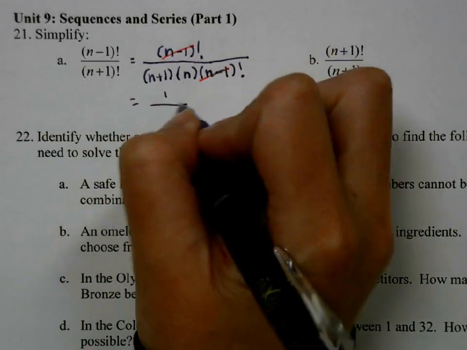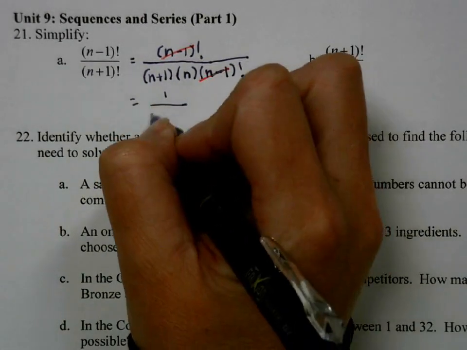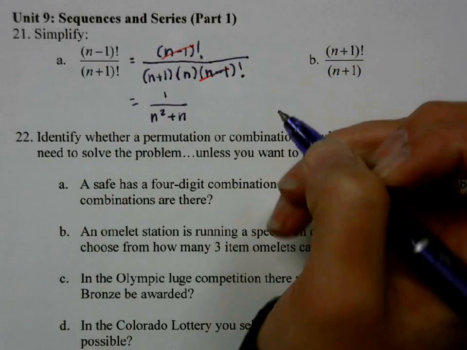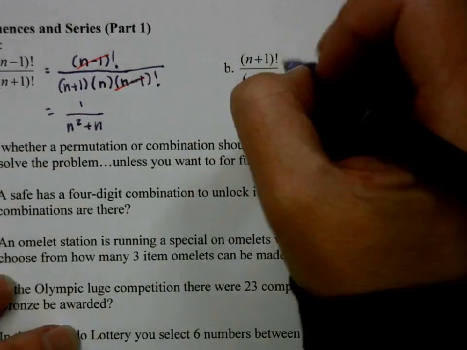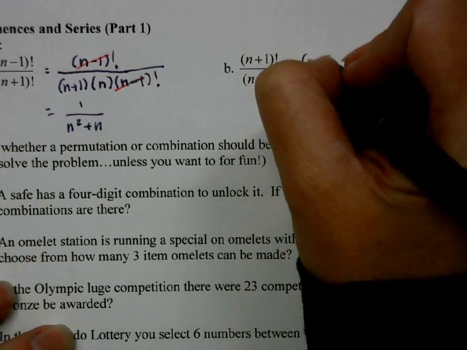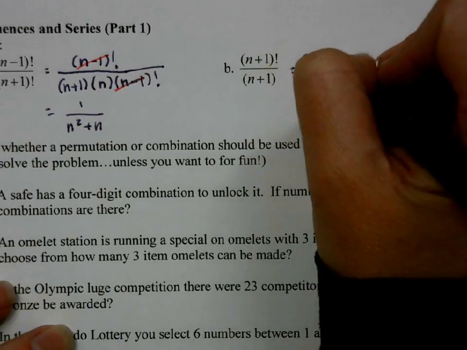Here, we can rewrite this as n plus 1 times n factorial over n plus 1. So this simplifies to just n factorial.